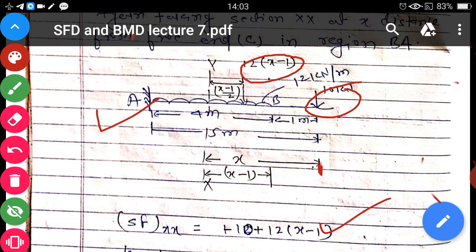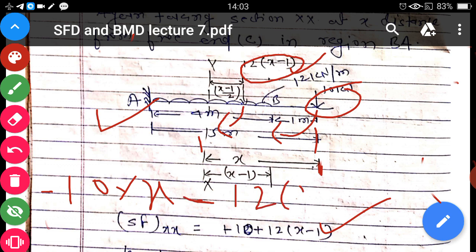How is it calculated? 10 into x, that distance is x. And what is the sign convention? Because it rotates the beam like that, that is a clockwise moment. If the section has the force on the right side producing a clockwise moment, in that case we take the sign convention as negative, that is minus 10 into x. After that, another force is 12 into x minus 1, acting on the particular section, and it also rotates the beam in the clockwise direction, and it is also on the right side of the section. That's why we take the negative sign convention.